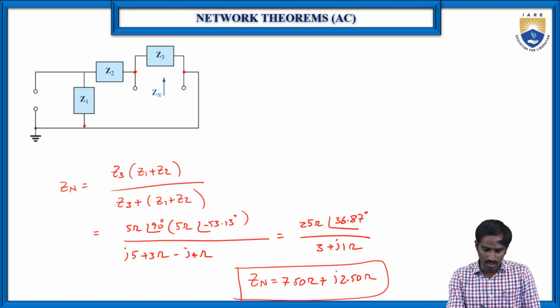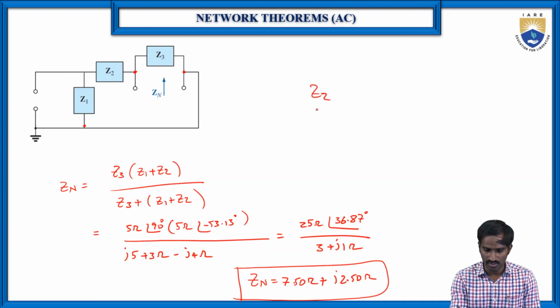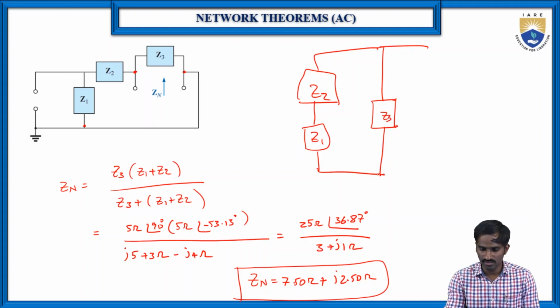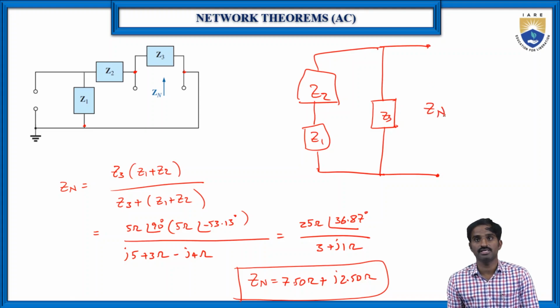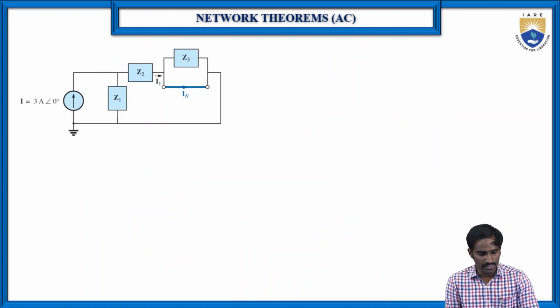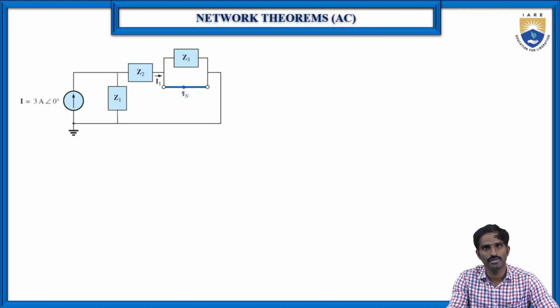We have converted this into a simple circuit, which means Z2 and Z1 are in series, and the series combination is in parallel with Z3. In these two terminals, we found Zn, the Z Norton. Now we need to find the current flowing through IN. How do we find the current flowing through IN?